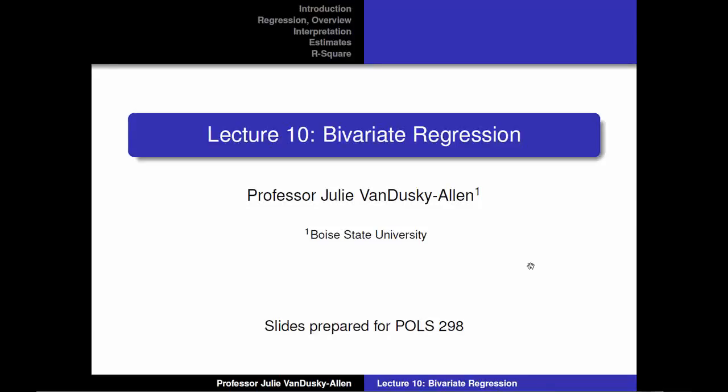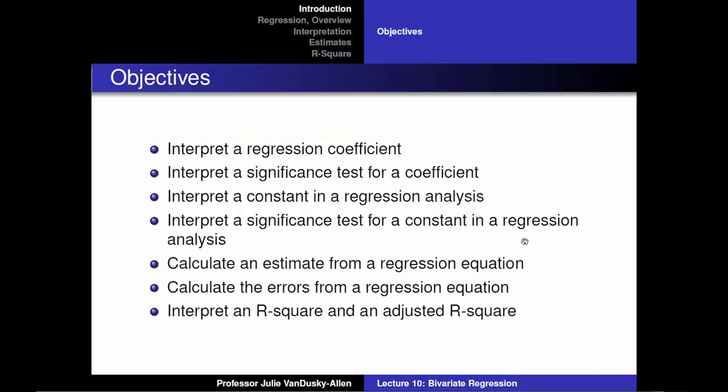This is Lecture 10, Bivariate Regression. By the end of this lecture, you should be able to interpret a regression coefficient, interpret a significance test for a coefficient, interpret a constant in a regression analysis, interpret a significance test for a constant in a regression analysis, calculate an estimate from a regression equation, calculate the errors from a regression equation, interpret an R-square and adjusted R-square.